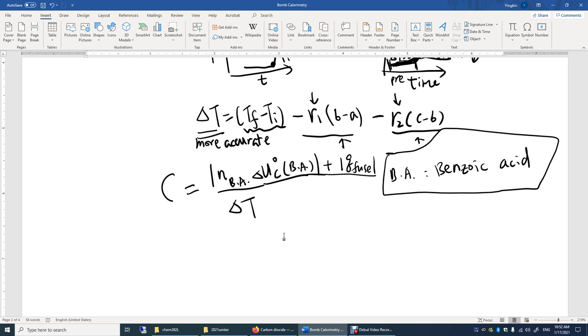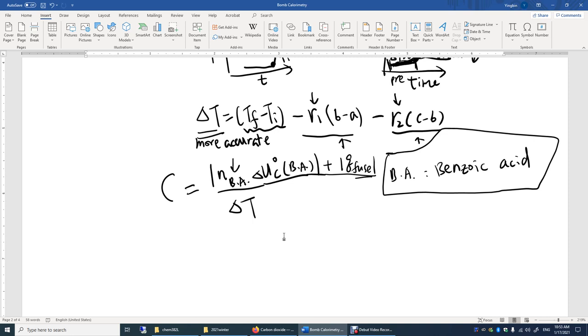Not only benzoic acid will combust, a piece of fuse wire may combust as well. Again, you need to measure the initial and the final length of the fuse wire, and then you take the difference. You know how much fuse wire is combusted. And then find the conversion factor from the length of the fuse wire to the amount of heat released from the fuse wire. Okay, usually a conversion factor will be provided by the manufacturer of the fuse wire.